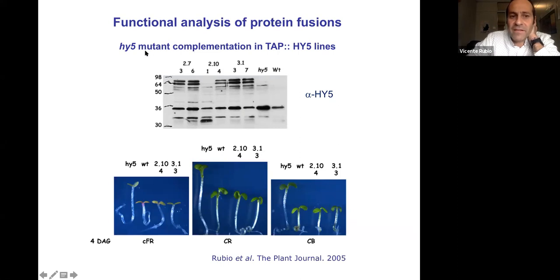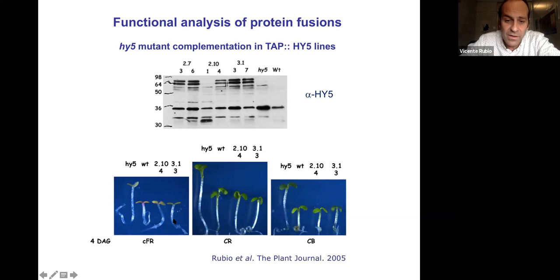Here you can see for the HY5 mutant, because we were very interested in photomorphogenesis, that there was partial complementation of the phenotype. The HY5 mutant has an elongated hypocotyl compared to the wild type. And here you can see that the complementation was intermediate. I mean, the phenotype of the complemented lines was intermediate. And actually it depended on the wavelength.